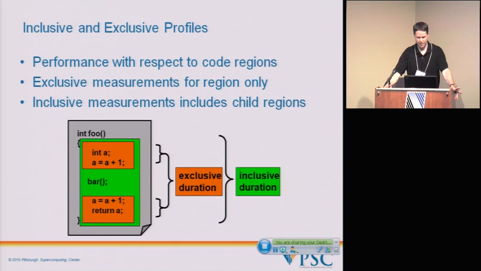And then I think this is the last background we have. We talk about inclusive and exclusive measurements. So what we're talking about is the performance with respect to a certain region of the code. So the exclusive measurement would be, for example, only the time spent within a specific function. So not counting calls to any other functions that function might call.